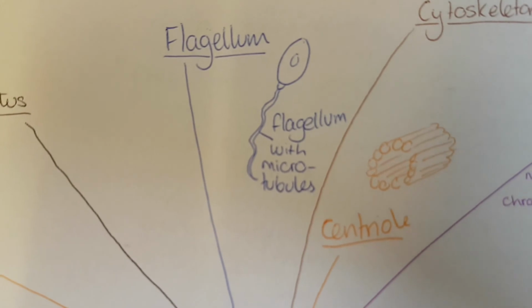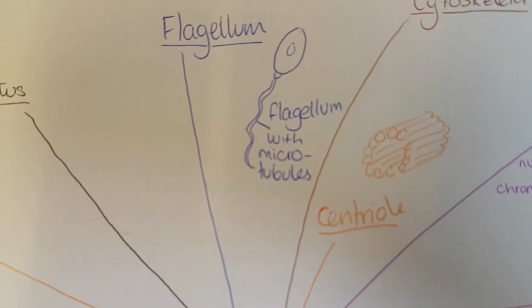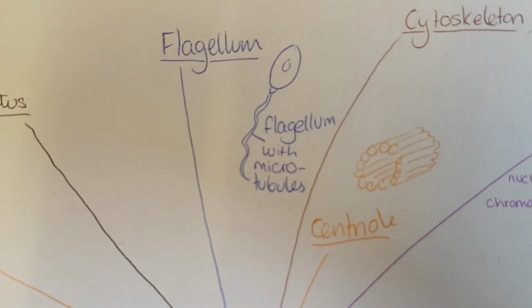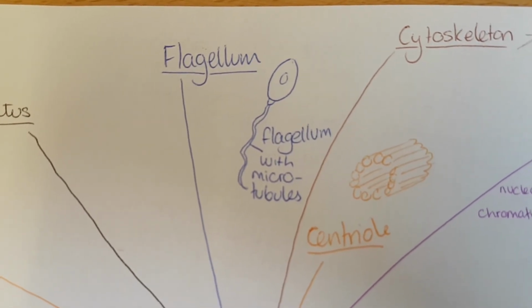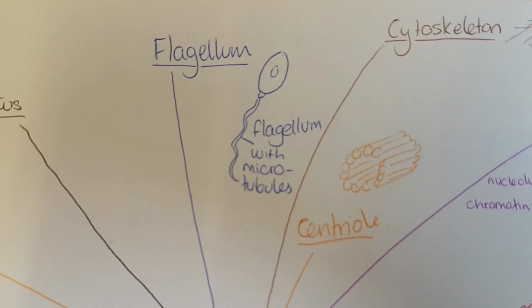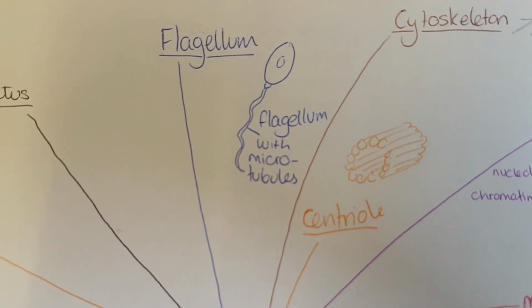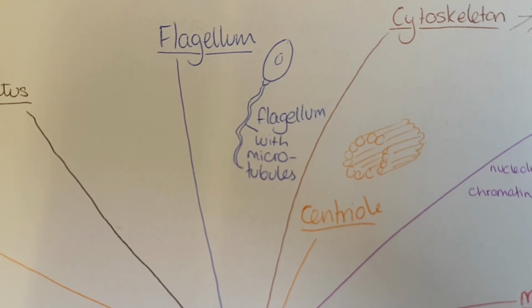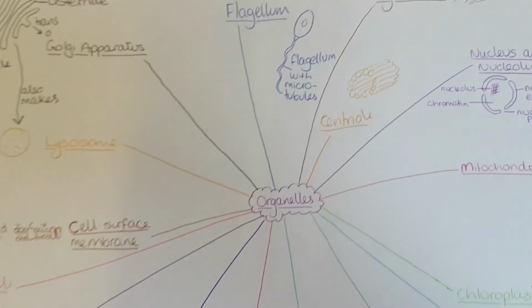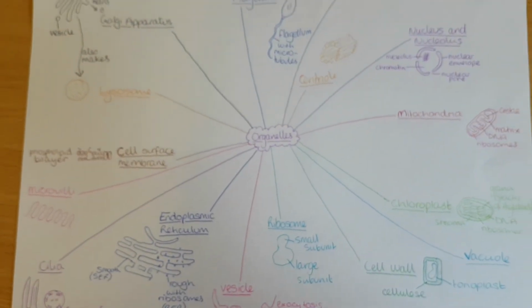And a flagellum is another word for sort of the tail of cells. So the only ones that you find in eukaryotic cells are sort of like sperm cells and other gametes sometimes have flagellum, which also have microtubules inside, a bit like the cilia, that help them to move around and swim around. Okay, so that was a very quick summary of all the organelles.